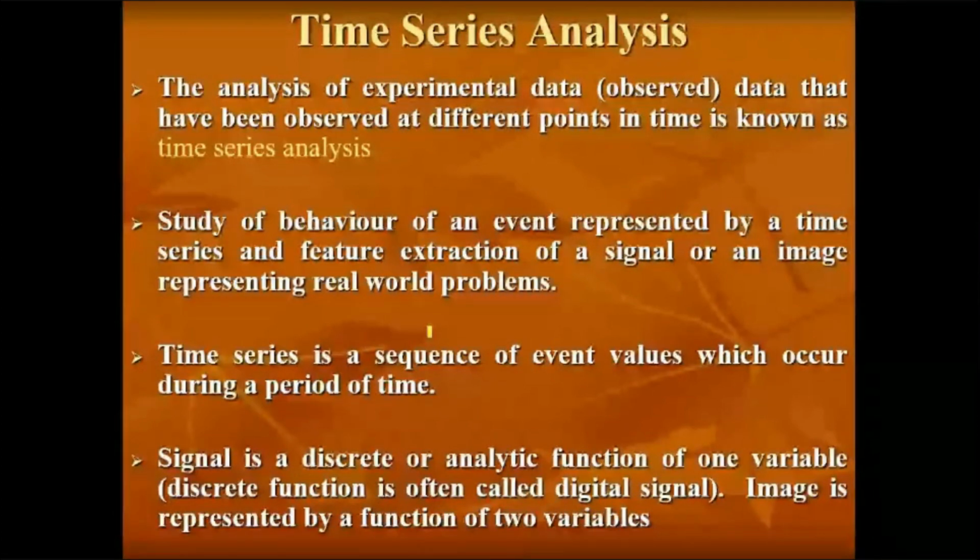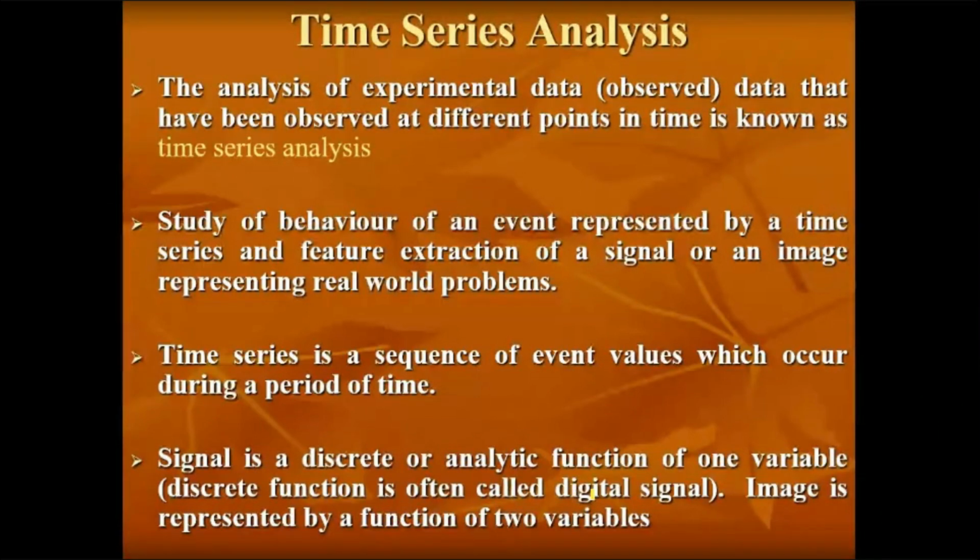Basically, a signal is discrete or analytic. I told just a simple example, right? So basically, a signal is discrete. Here, I am talking about that signal. A signal is a discrete or analytic function of one variable, or we can say a discrete function is often also called a digital signal. If we are talking about this one, then we can also say the digital signal.